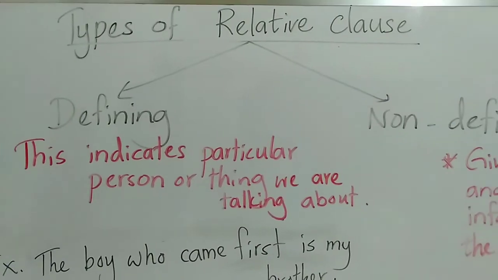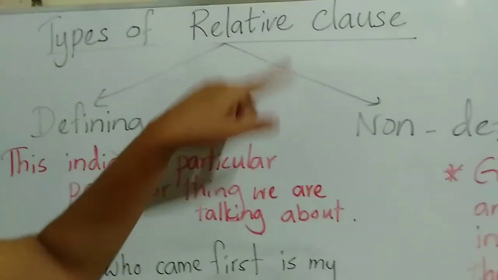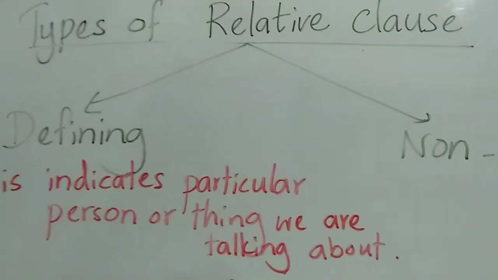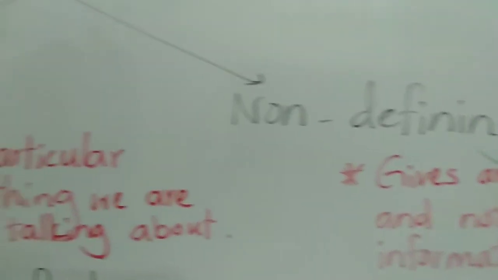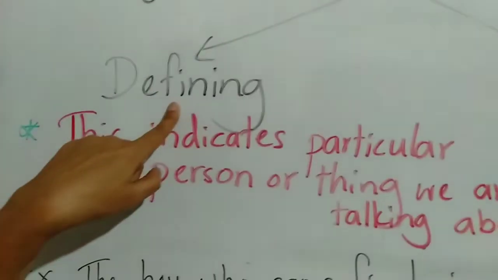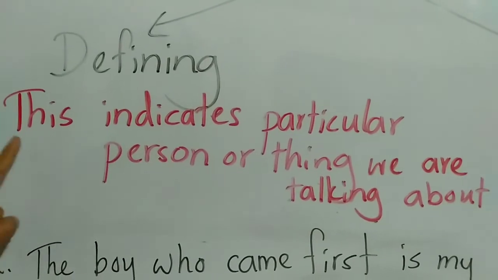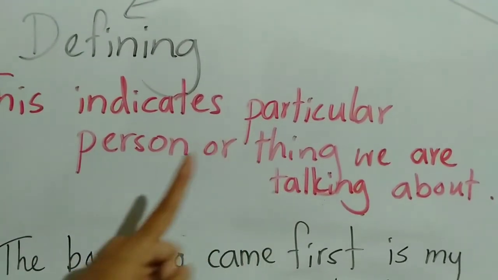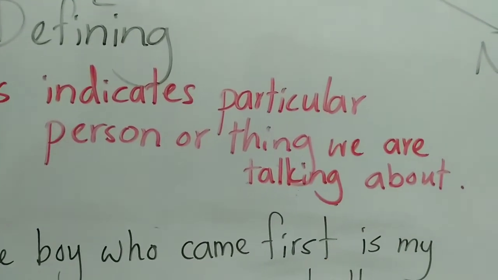Okay, now let's discuss types of relative clause. We should know that also. Defining and non-defining. First is defining. Let's see what they are. When we take a defining relative clause, this indicates the particular person or thing we are talking about.